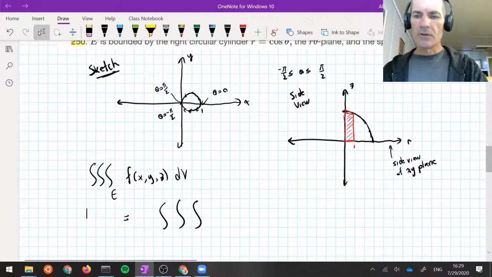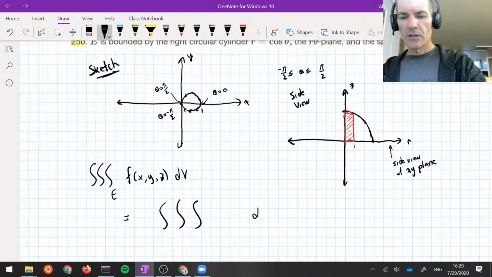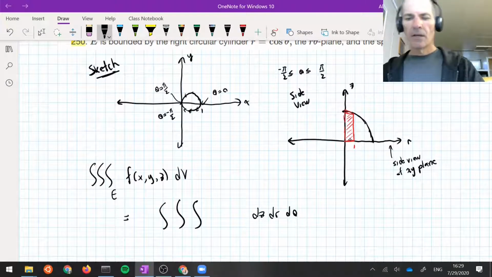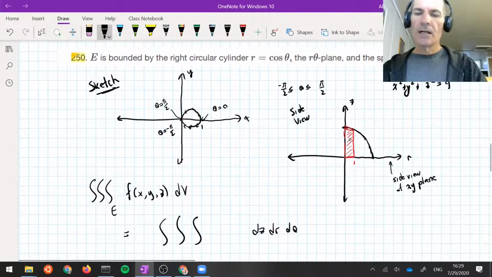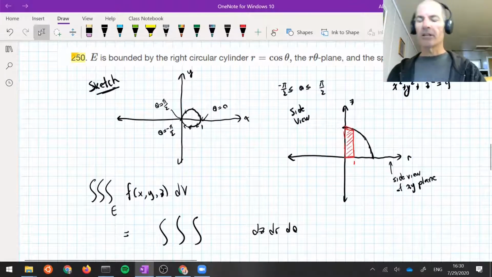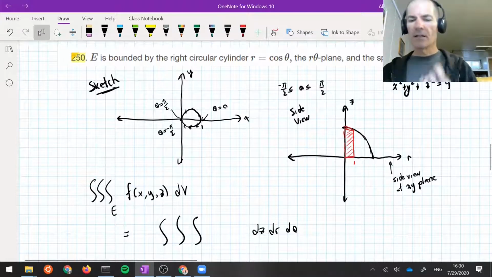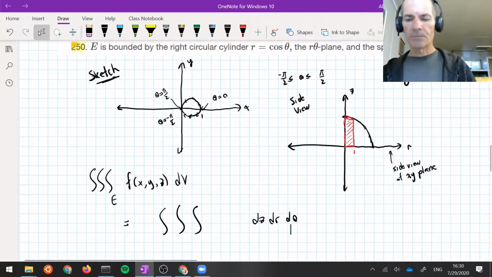I'm going to choose z first because I feel like going from the xy plane up to the surface parallel to the z-axis is sort of an easy first integration. So we're going to go dz, and then we'll do r, and then we'll do theta. Why not d theta dr? The reason for that is r actually depends on theta. So we have to do our r integration before we do our theta integration. Otherwise, the variables that describe the r coordinate will be kind of unresolved by this integration.